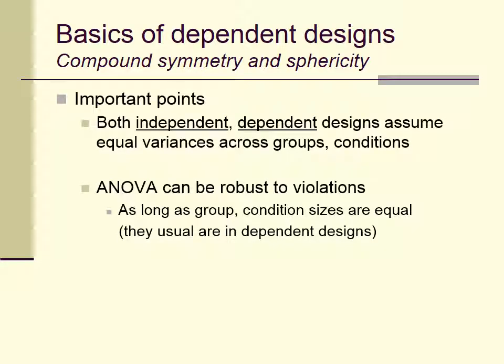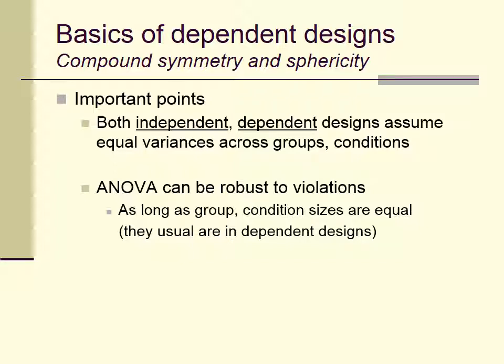So the important points to make here are that in both independent and dependent designs, we assume equal variances across groups or conditions. And as we've discussed before, ANOVA can be robust to violations in this assumption as long as the sizes of the groups, that is to say the number of people or observations in the groups or conditions, are about equal. And in the case of dependent designs, that's usually the case because you have a group of folks who you put through separate conditions.